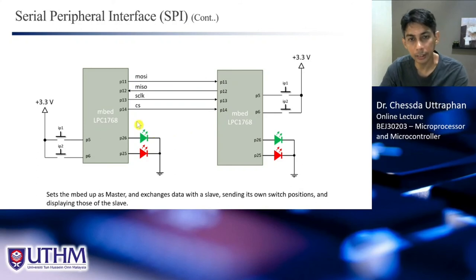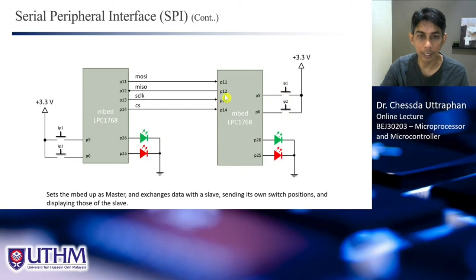And what we want to do in this example is very easy. When we press this button IP1 here, it will turn on this LED. When we press IP2, it will turn on this LED. If we press both, it will turn on here. This means that we need to send the switch condition through this communication line. So same thing, when we press this one, this will be turned on. If we press this one, this will be turned on. And when we press both, here will be turned on.